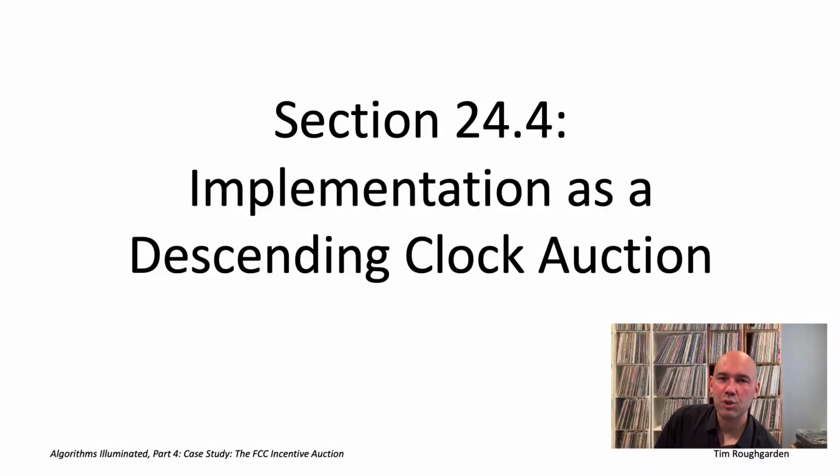Hi everyone, and welcome to this video that accompanies section 24.4 of the book Algorithms Illuminated Part 4. This is a section about implementing the greedy heuristic algorithms from the past couple videos as what are called descending clock auctions. So at this point, there might be two questions that you have, right?